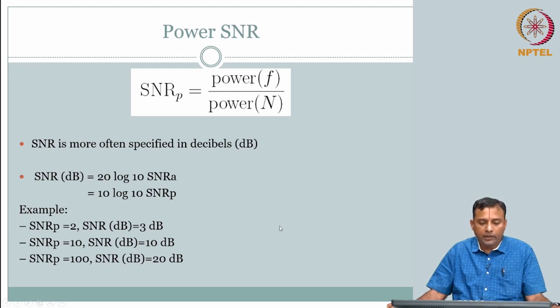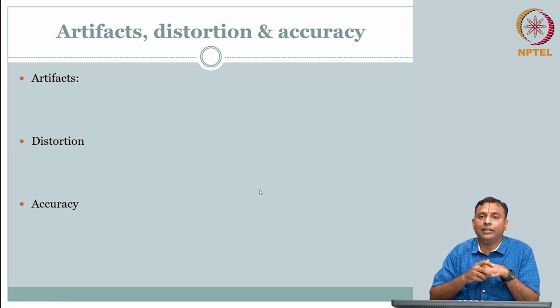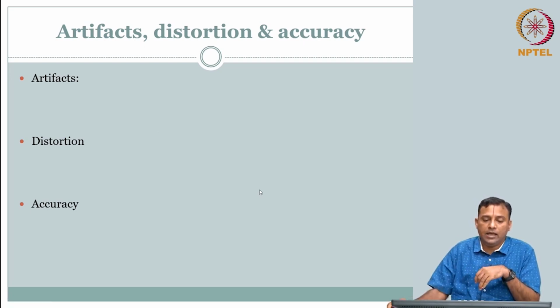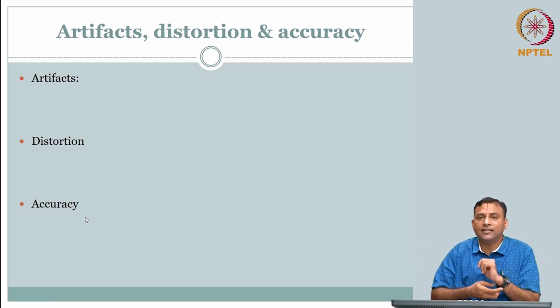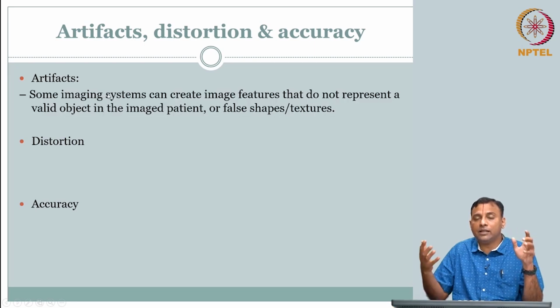Let us move on a bit and talk about the other factors that affect the image quality: artifacts, distortion, accuracy. What are artifacts? Oh, that is also noise, because it distracts the signal. But it is not quite so. We talked about noise in terms of randomness. Each time you make a measurement, you are not going to get the exact value because of fluctuation due to noise, whereas artifacts are something you see that is actually not there.